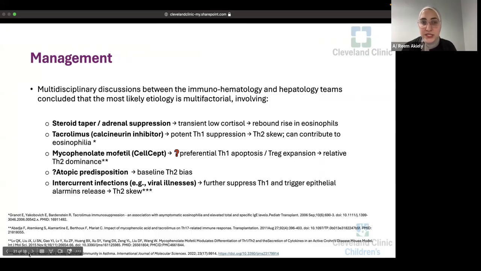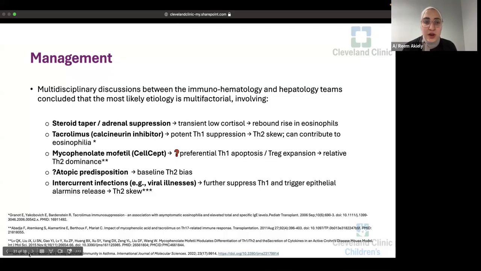One of the causes implicated, which we had covered, was the steroid taper. And as we said, the transient low cortisol can result in rebound rise in eosinophils. There have been reports describing tacrolimus and CellCept as potential agents resulting in T helper 2 skew as well, which could contribute to the eosinophilia. His atopic predisposition, as we said, apart from eczema, was not very strong, especially with the IgE levels being normal. However, atopy has been implicated to have T helper 2 bias as well.